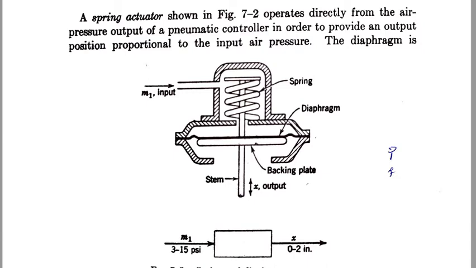Okay, so this is about the spring actuator. Why is it called a spring actuator? Because it consists of a single spring. This is called a spring. Here is the diaphragm, and this is the backing plate, and here X. X is nothing but the output, the displacement we are taking. The stem, which the control valve has, according to this will close or open the particular pipe valve, which is like a control valve.